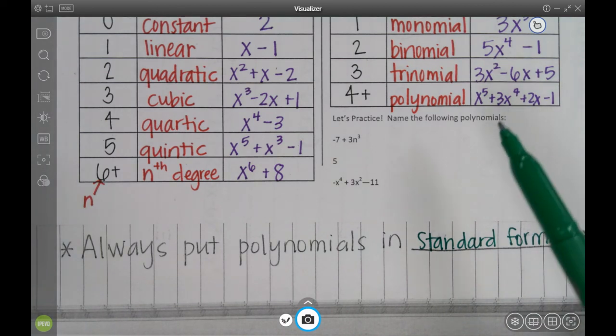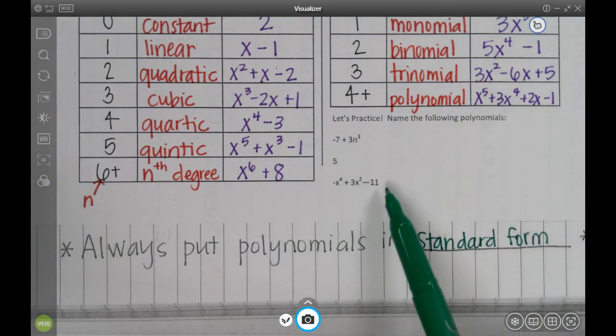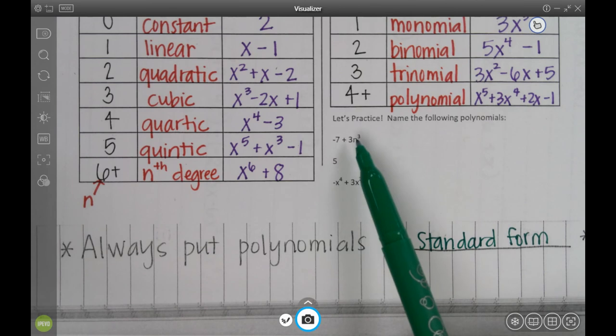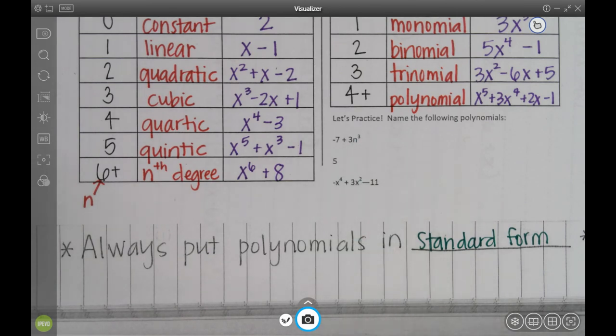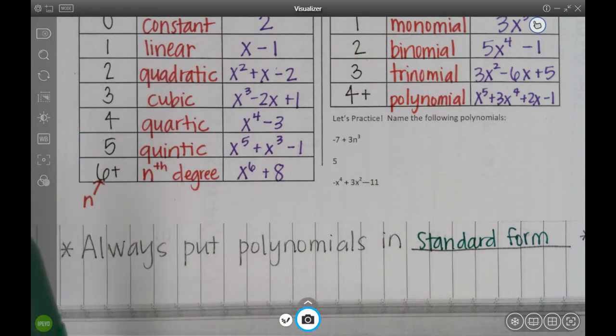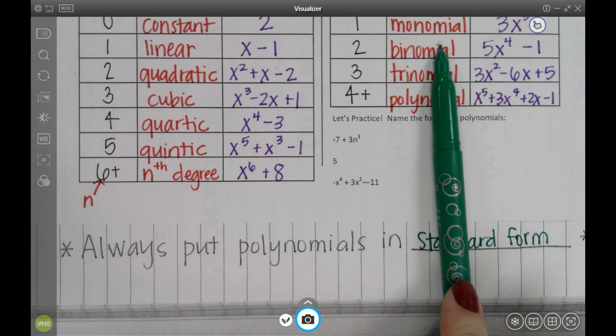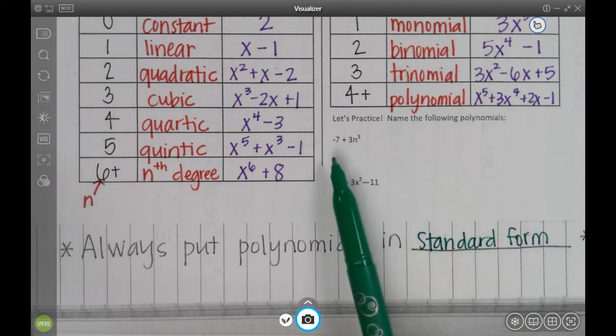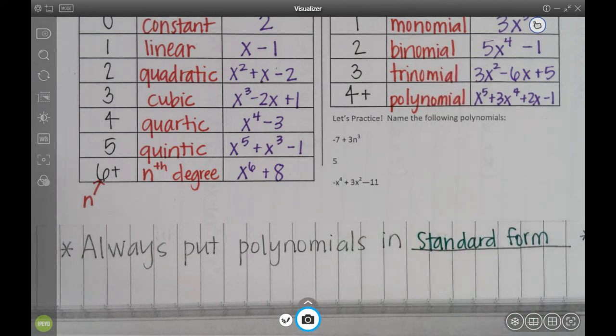Okay, so then there's 3 tiny examples right here. So go ahead and name those 1, 2, 3 expressions using these names up here. You're going to have 2 names for each one. You're going to name it by the degree and the number of terms. So just name it right here, real quick. I'll give you like 2 minutes.